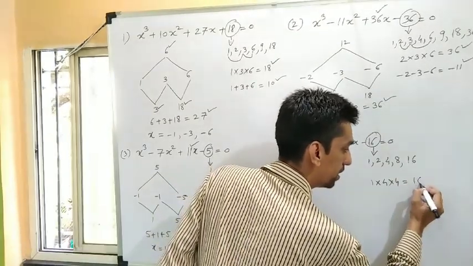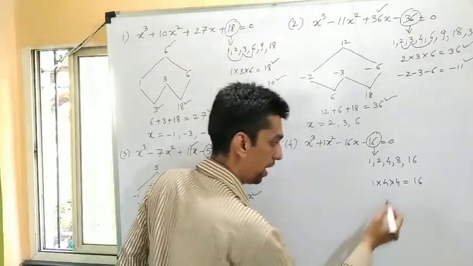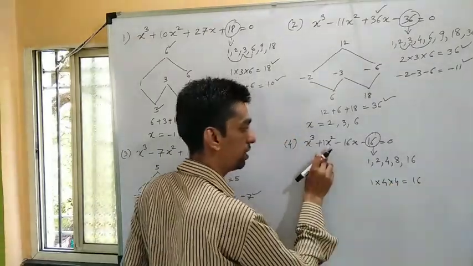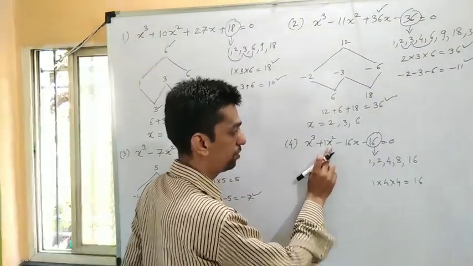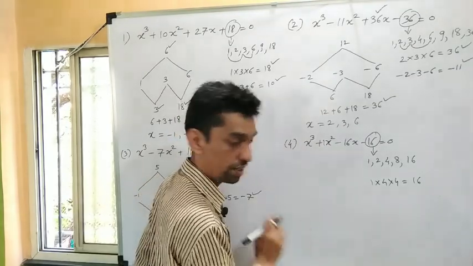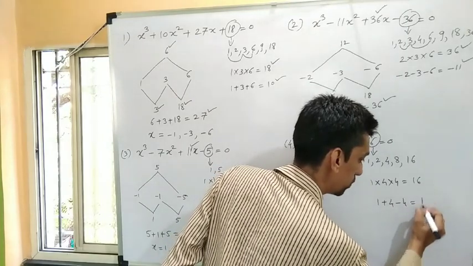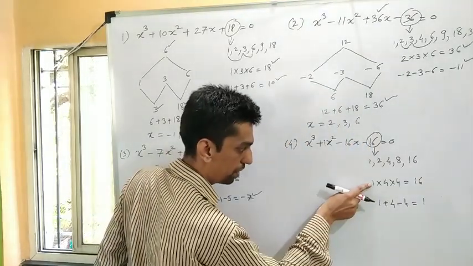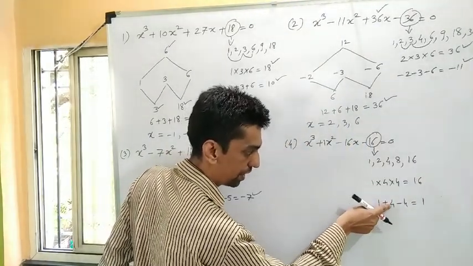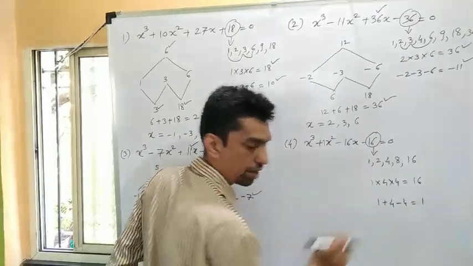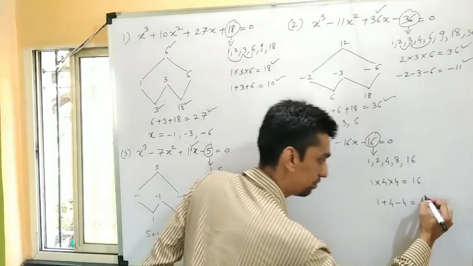So if I multiply this, I will get 16, and apply the combination for these three numbers in such a way that its addition or subtraction must be the coefficient of x square, that is plus 1 here. So if I take 1 plus 4 minus 4, it becomes plus 1. So if I apply plus sign for this, plus sign for this and minus sign for this, and add, I will get 1 here. So this is also satisfied.